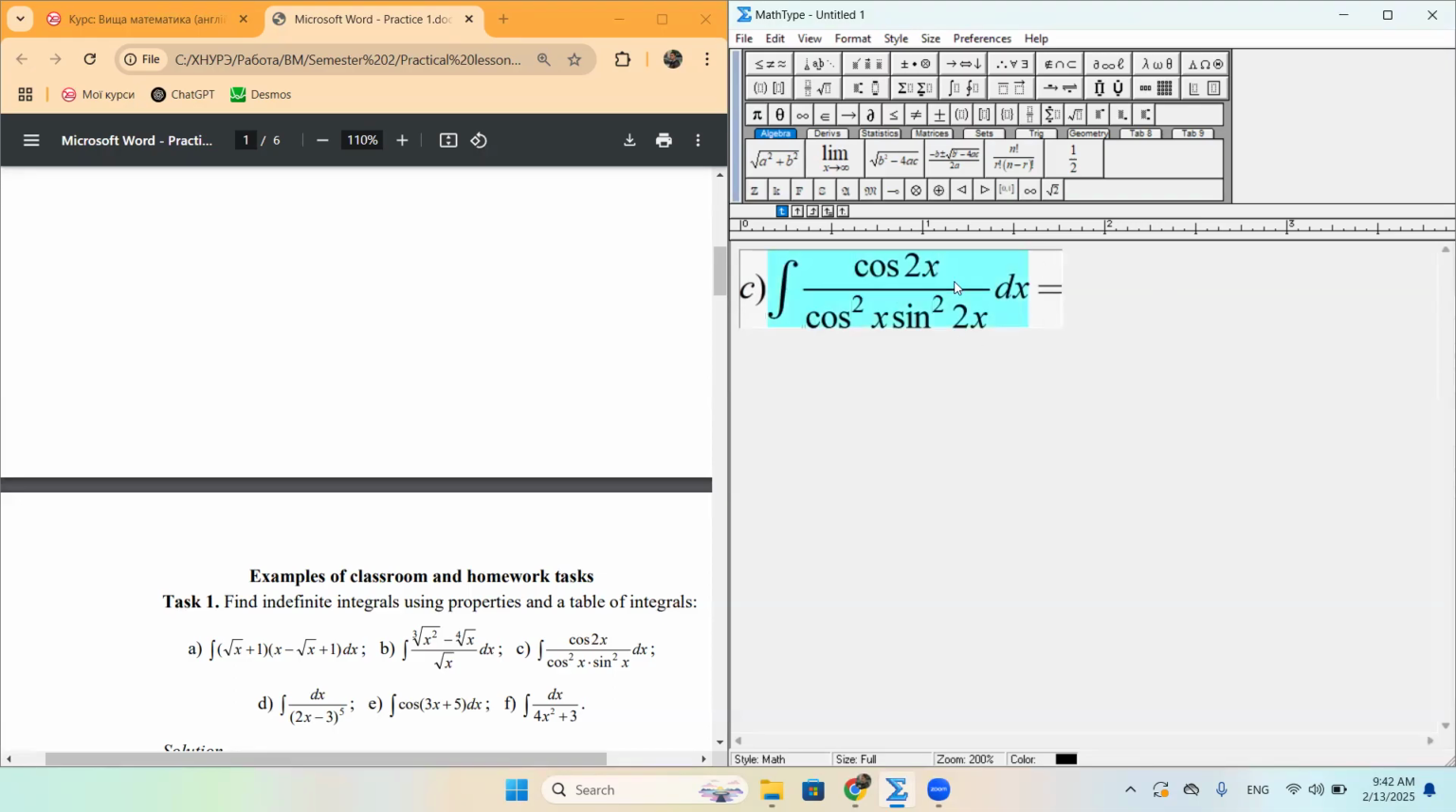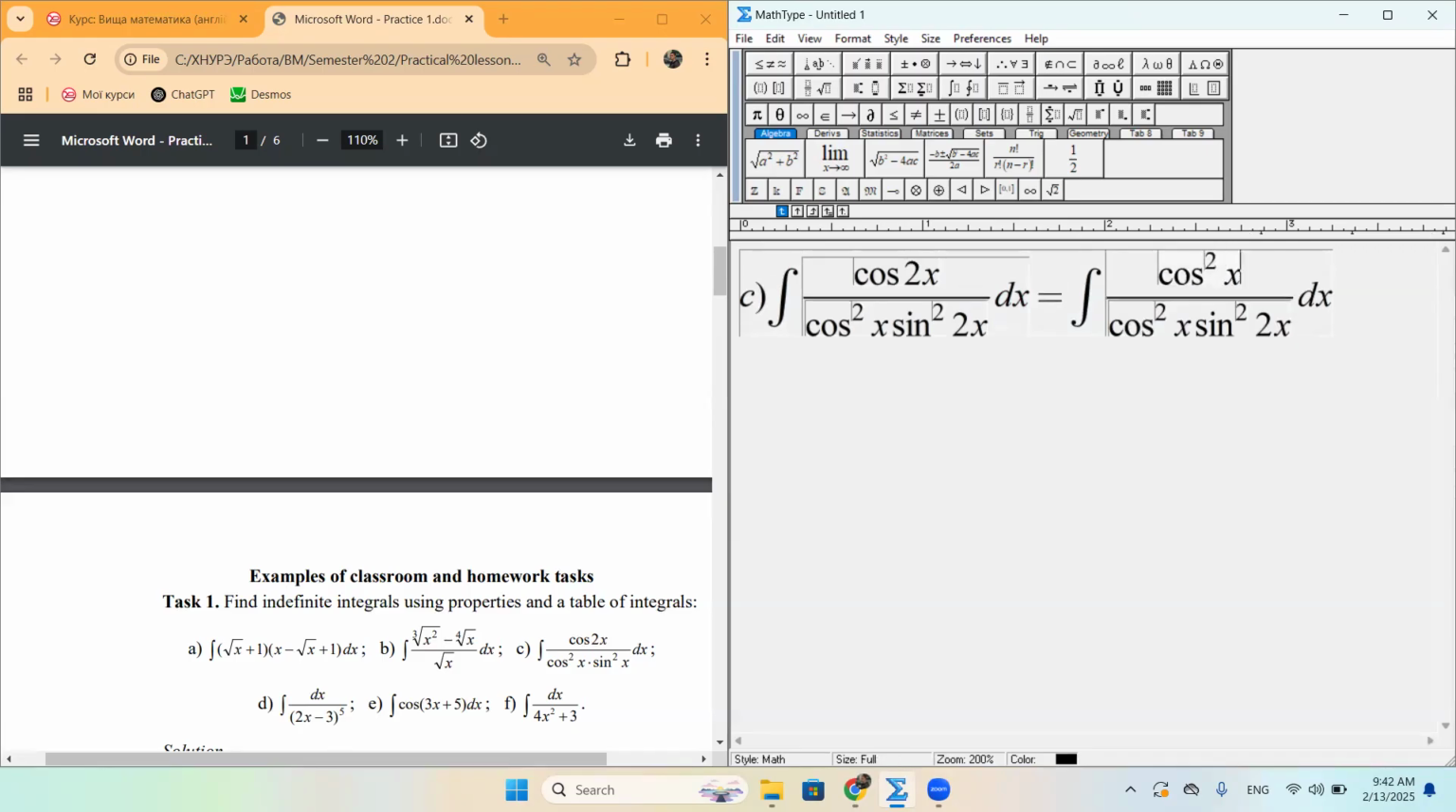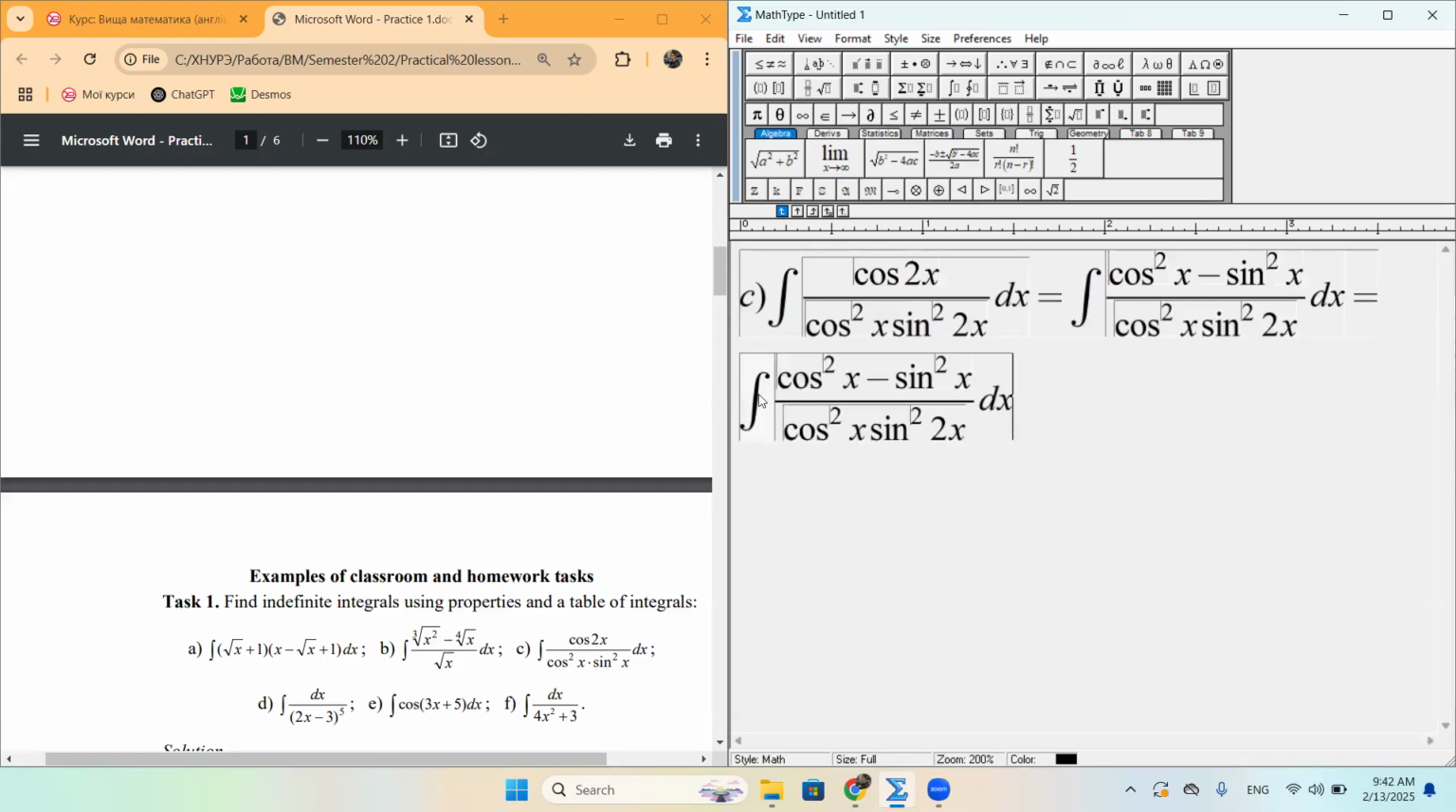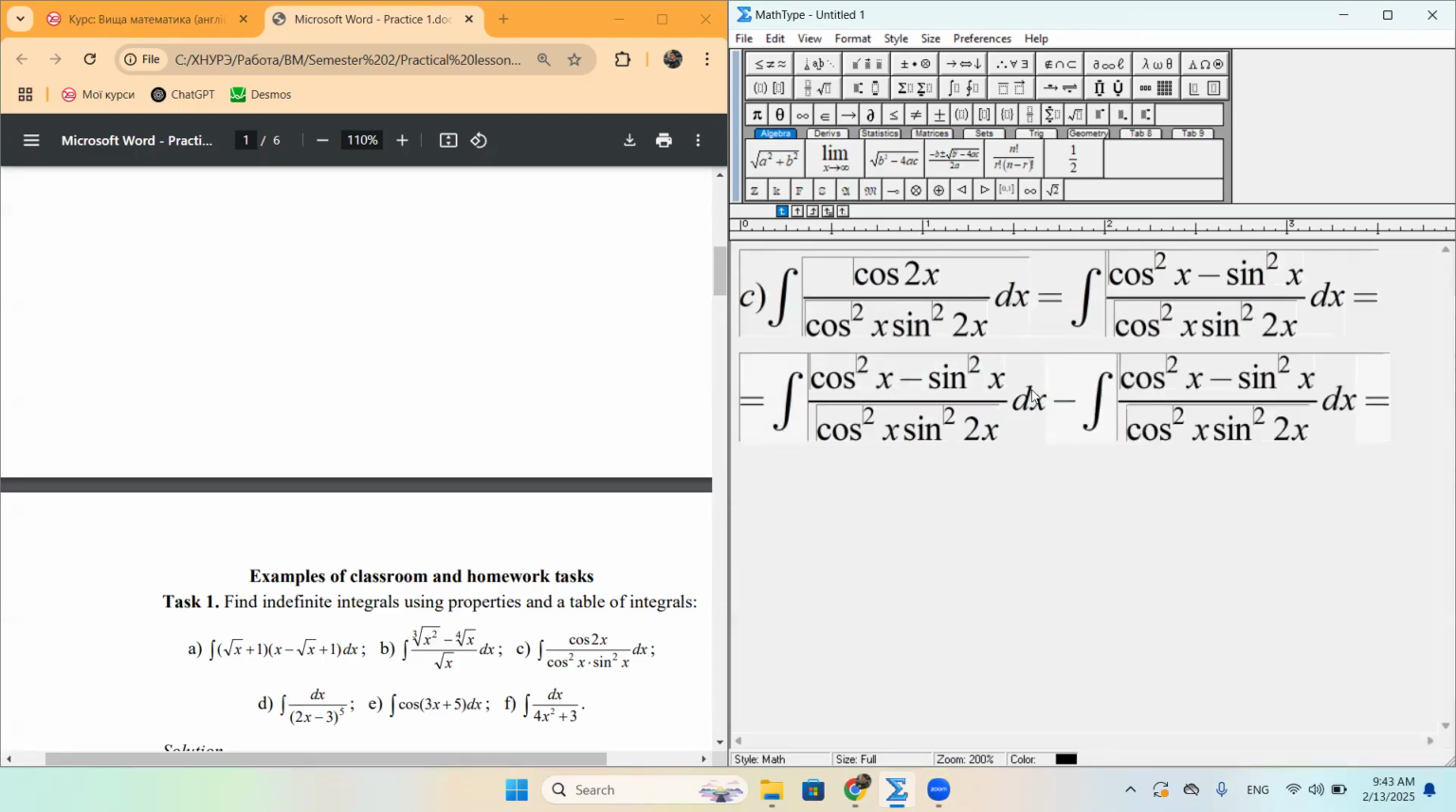So let's remember some trigonometric functions. So cosine of 2x can be written in the following way: cosine square of x minus sine square of x. And let's remember some properties of integrals like linearity. So we can write it like this. So like a difference of two integrals.